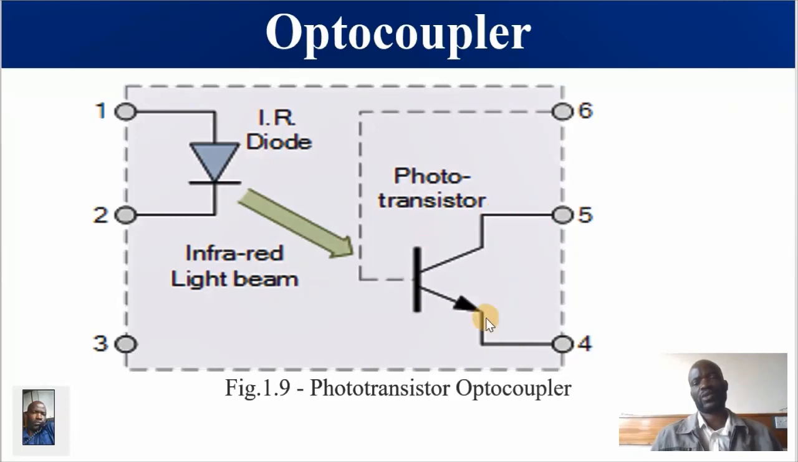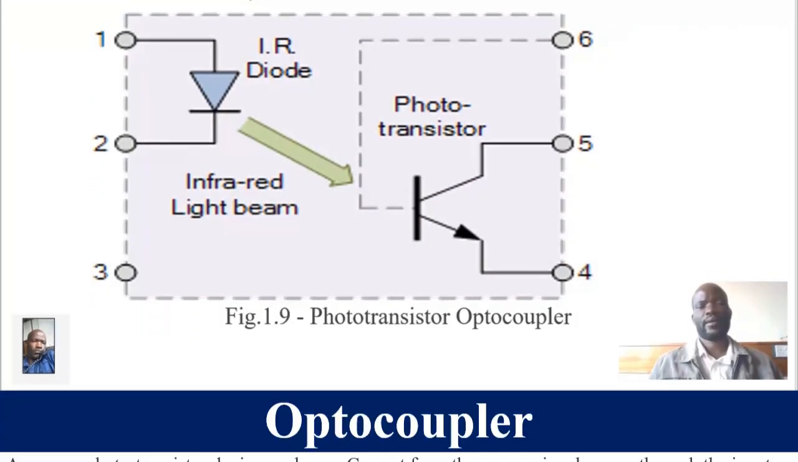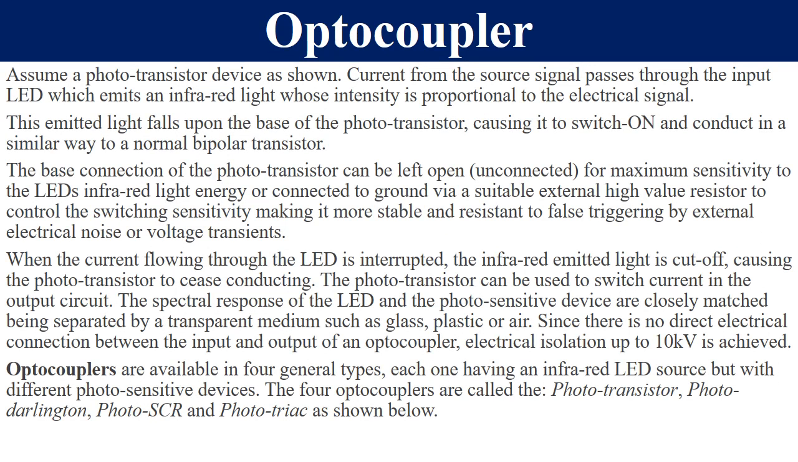Then this is what we call a phototransistor. The base is not connected anyway. Actually, it is biased by the infrared beam. As you can see, it is directed towards the base of this phototransistor. That's an explanation for the previous slide.